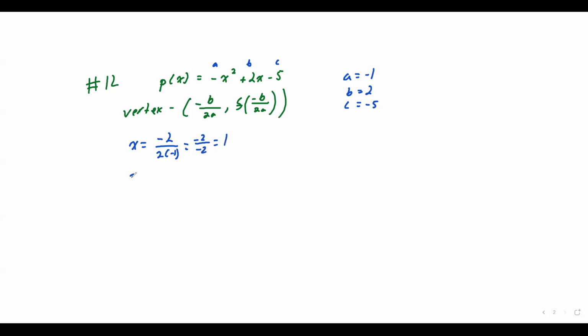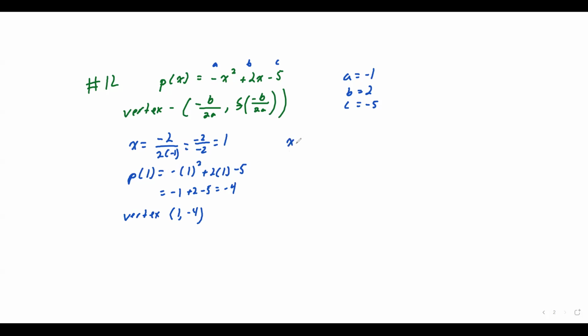Once you have that value, now I'm going to try to find what p of 1 is. So that's going to be -1 squared. Notice the negatives on the outside, because I didn't replace the negative, I just replaced the x. Plus 2 times 1 minus 5. So that will give me -1 plus 2 minus 5. That would give me 1 minus 5, which is -4. So therefore, our vertex is 1 comma -4. So that's the best way to go about this one.